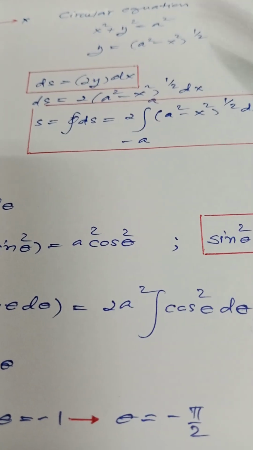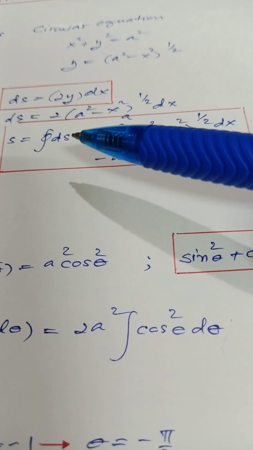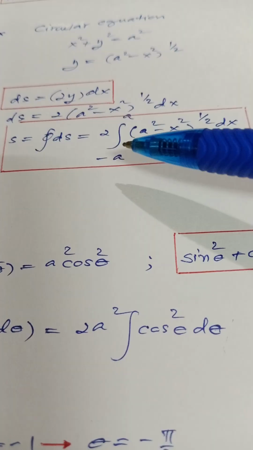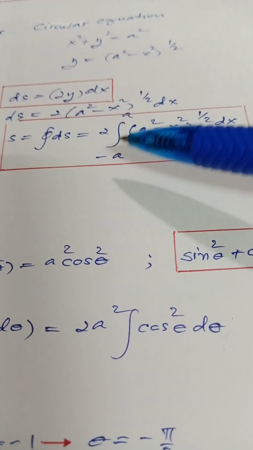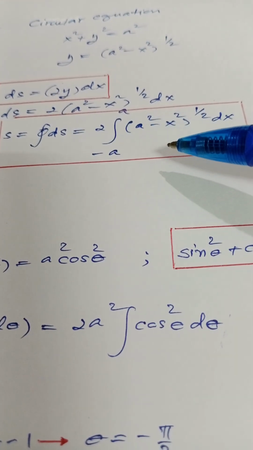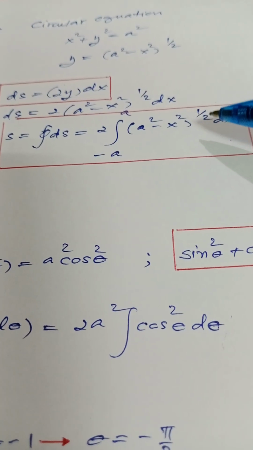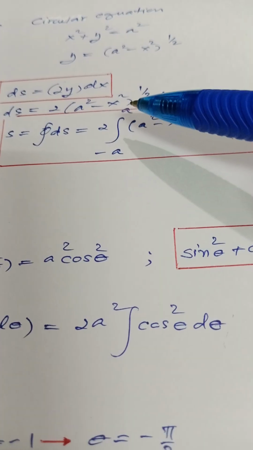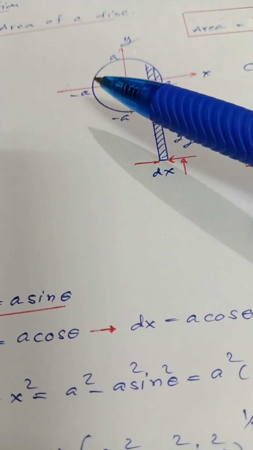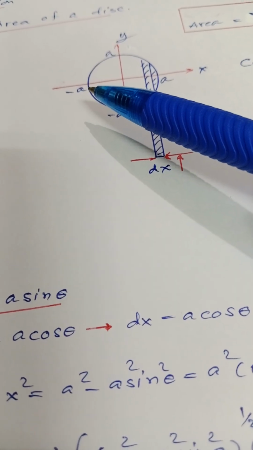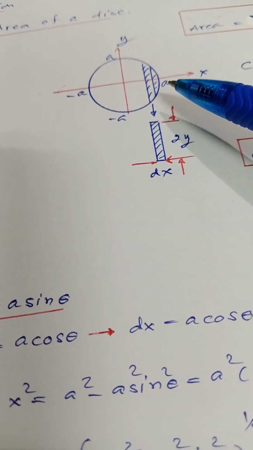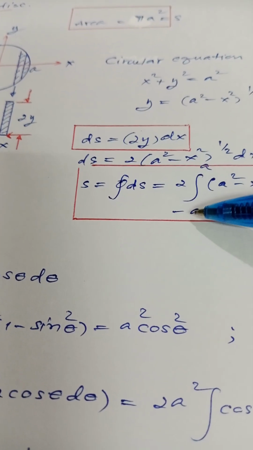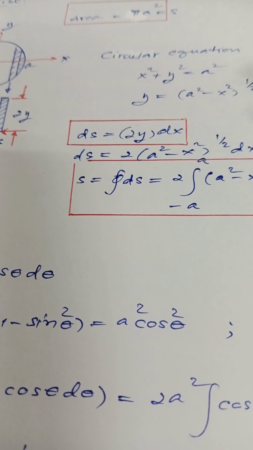And for your total area of the disk, you simply do the closed surface integration. You end up with 2 times the integral of (a squared minus x squared) to the power 1.5 dx. And you apply the lower limit and the upper limit. So you will integrate from x equal to negative a to positive a. That's why I have the lower limit negative a and upper limit a.